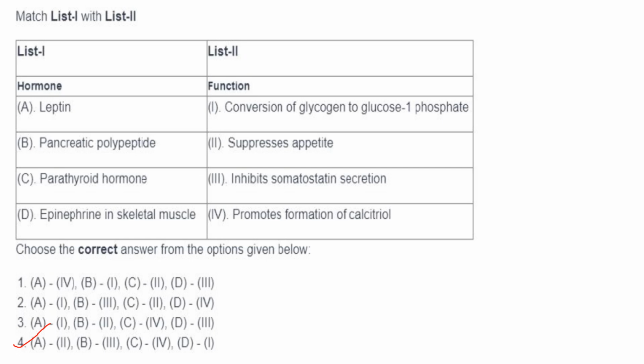Then parathyroid hormone promotes formation of calcitriol. That is also correct. Epinephrine in skeletal muscles is conversion of glycogen to glucose 1-phosphate. So it is A2, B3, C4 and D1. Answer is option 4.